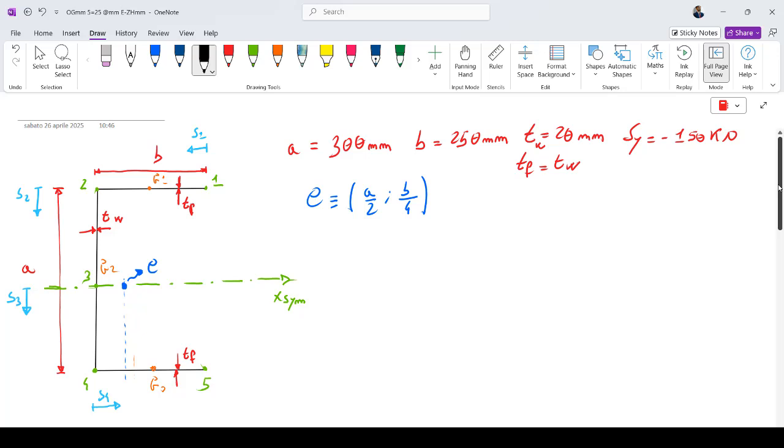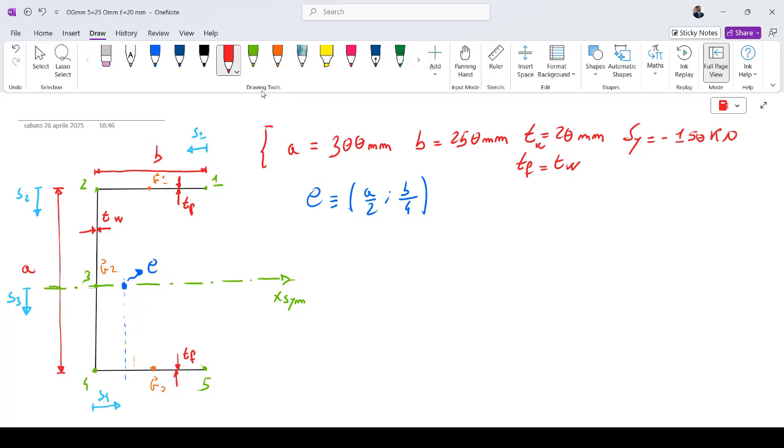Here you can see already all the geometrical data of this section, with the web indicated with the letter a in lowercase. a is equal to 300 millimeter. b is the flange. Clearly this section is 1 time symmetrical, because if you take this axis x sim, this is also the centroidal axis. We see here the centroid with the coordinates a over 2 and b over 4.